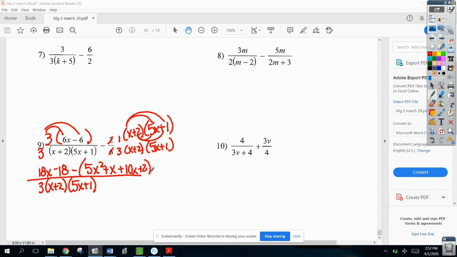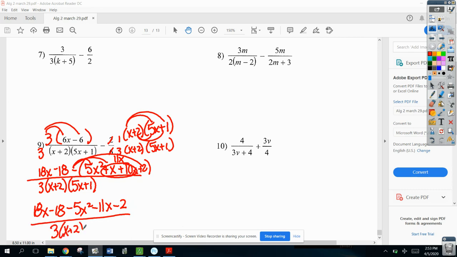This becomes a hot mess. I would technically add like terms first. I would say 1 plus 10 gives me 11x. And then I would distribute the negative sign. So I have 18x minus 18, and then I have minus 5x squared, minus 11x, and minus 2, all over 3 times x plus 2 times 5x plus 1.